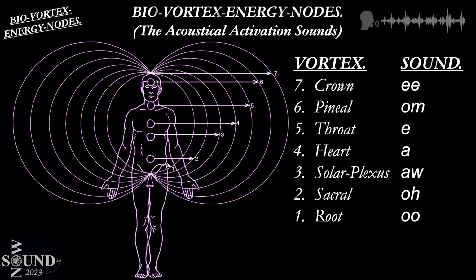The root chakra down low, oo; sacral, oh; solar plexus, aw; heart, ah; central heart, everything is ah; throat, air; pineal, and crown, E. They're activated by just normal speech, guys. There you go. What's a baby's first sound, guys?